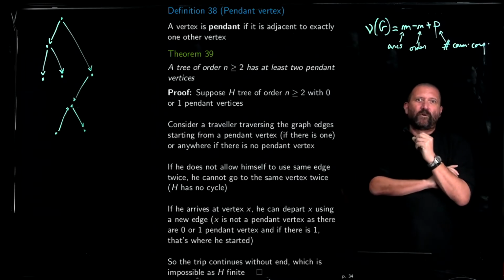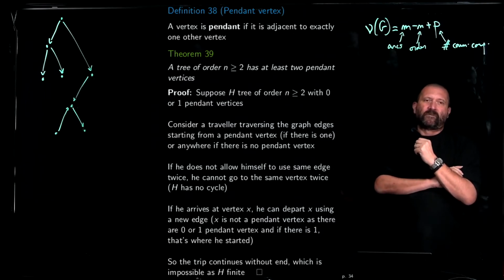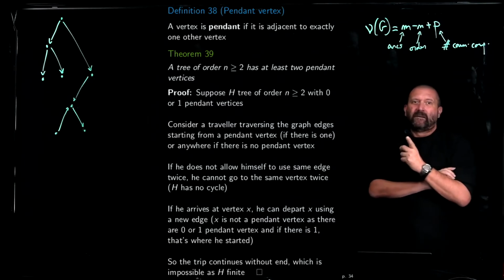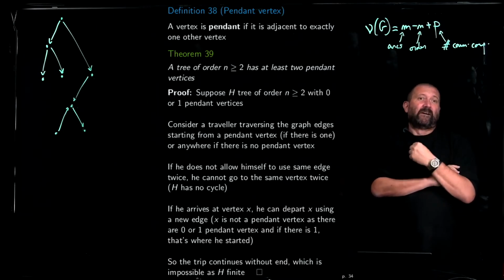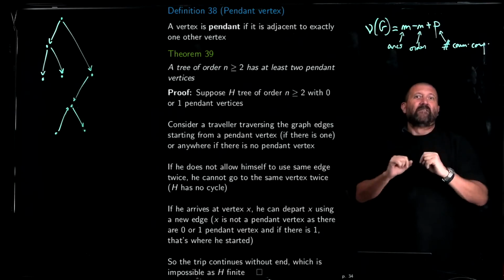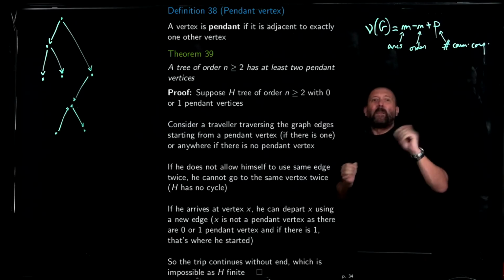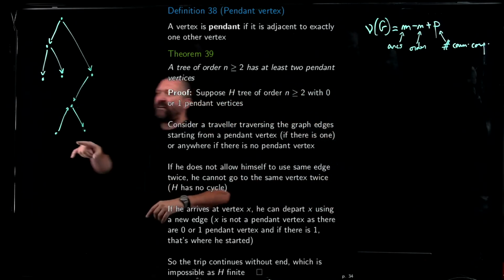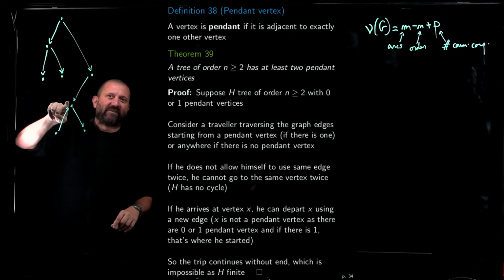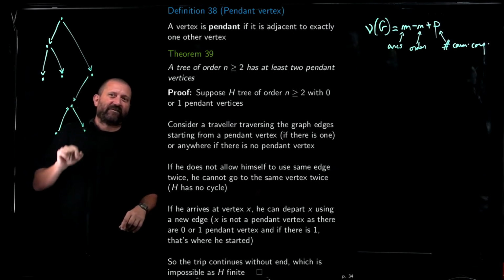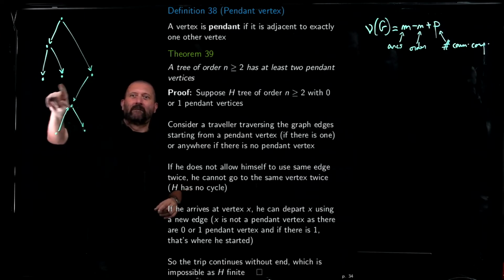So we say that a vertex is pendant if it is adjacent to exactly one other vertex. And I remind you that adjacency for vertices means that there is an arc that connects the two. Okay, so we say that a vertex is pendant if it has only one neighbor. So this vertex is pendant, this vertex is not pendant, because this one is adjacent to three other vertices. Okay, but those are pendant.